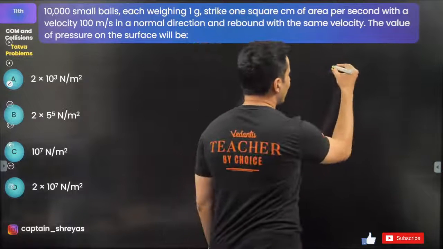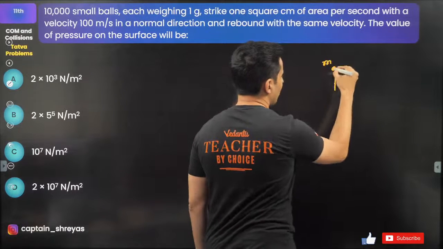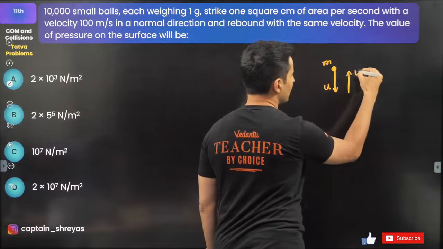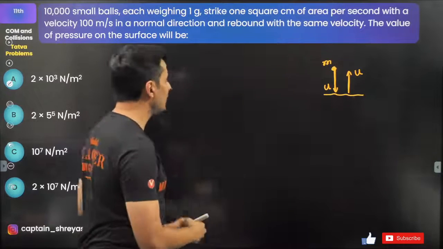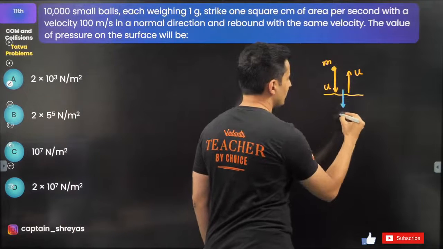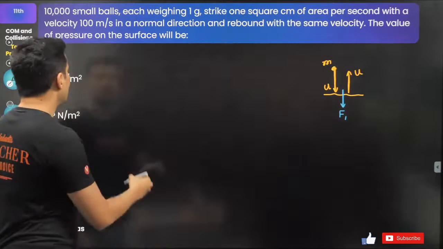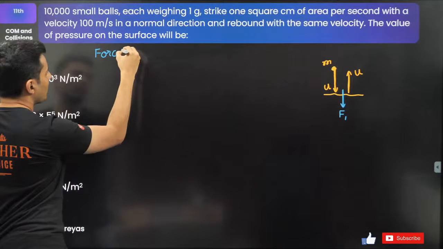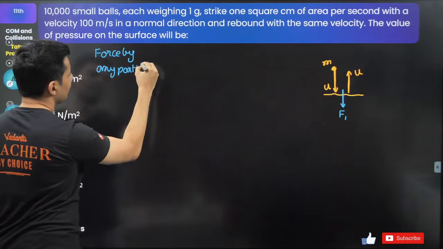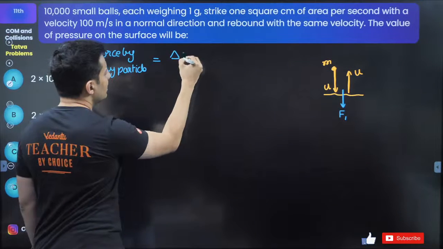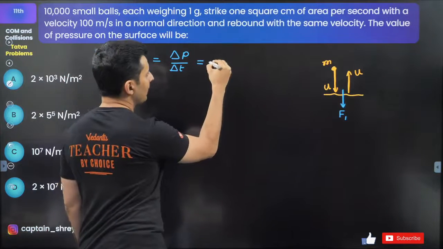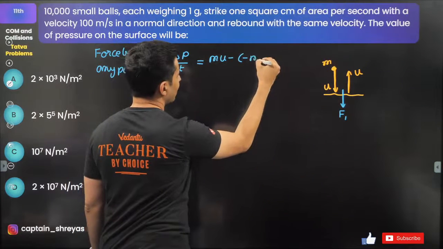Now take any particle of mass m. It hits the surface with speed, let's say, u. After the collision, it rebounds with the same speed, because of which it exerts some force on the surface. Let's call it F1. The force by any one particle will be the change in momentum upon the time taken to change that momentum. Change in momentum is mu minus (minus mu).